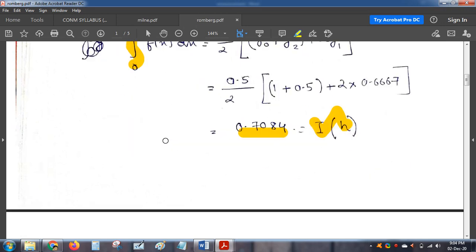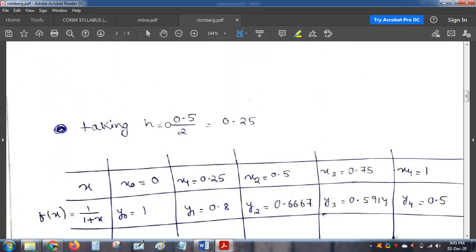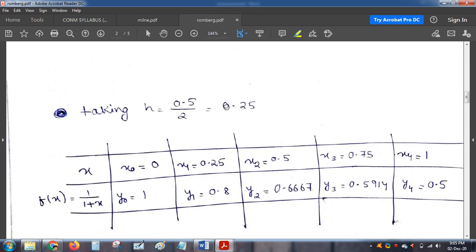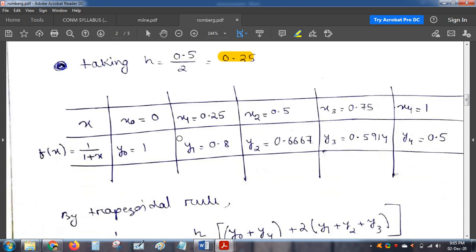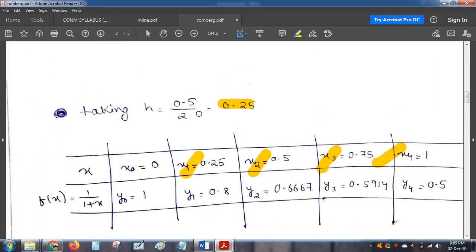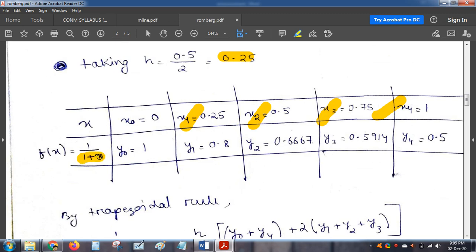Now you have to divide your h by 2 again. So what was my h? h was 0.5, so I have divided 0.5 by 2. Now it is 0.25. Since it is 0.25, how many steps do I need in order to reach from 0 to 1? There are 4 steps now: 1, 2, 3, 4. So for each x, just put this x value in your equation and calculate your y.